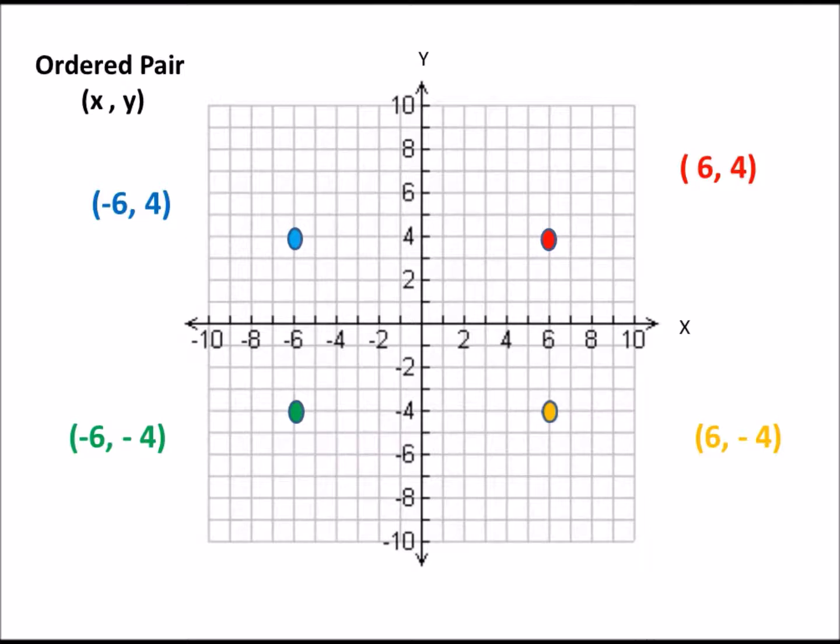So again, with ordered pairs, think of it as starting from the origin, and then from there you do your x-axis first, and then the y-axis, and that's where you're going to land. That is a lesson on how to plot ordered pairs.